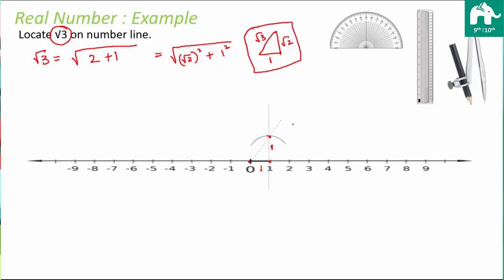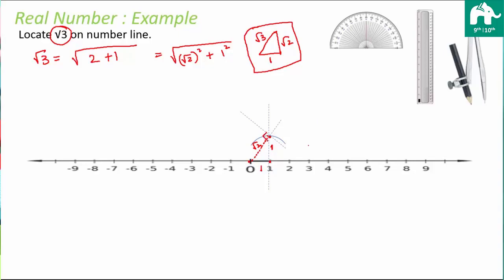Now when we join these 2 points, this becomes root over 2. So what do we need to do next? We have already drawn root over 2 here. Now we need to draw this one, so we need to draw a perpendicular. That is what we do.